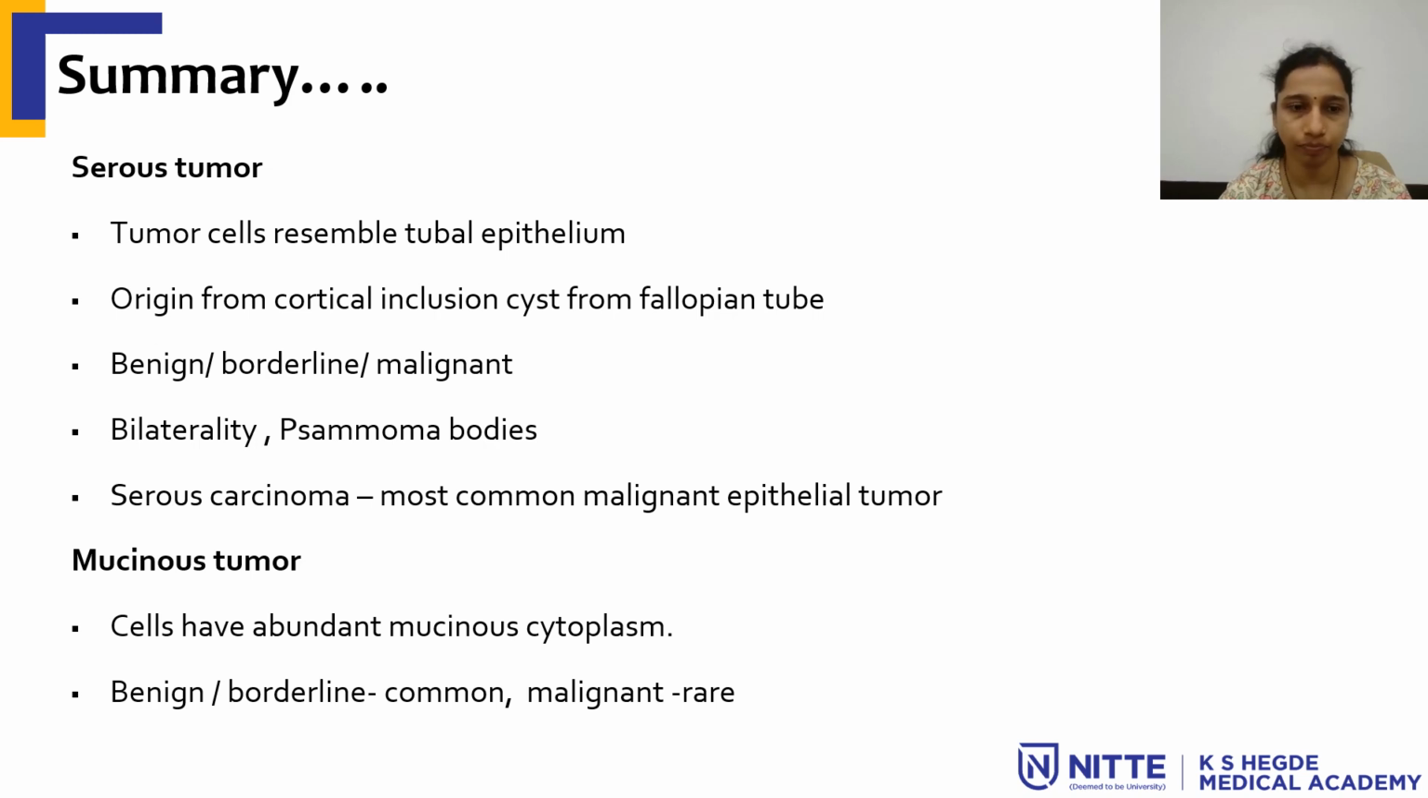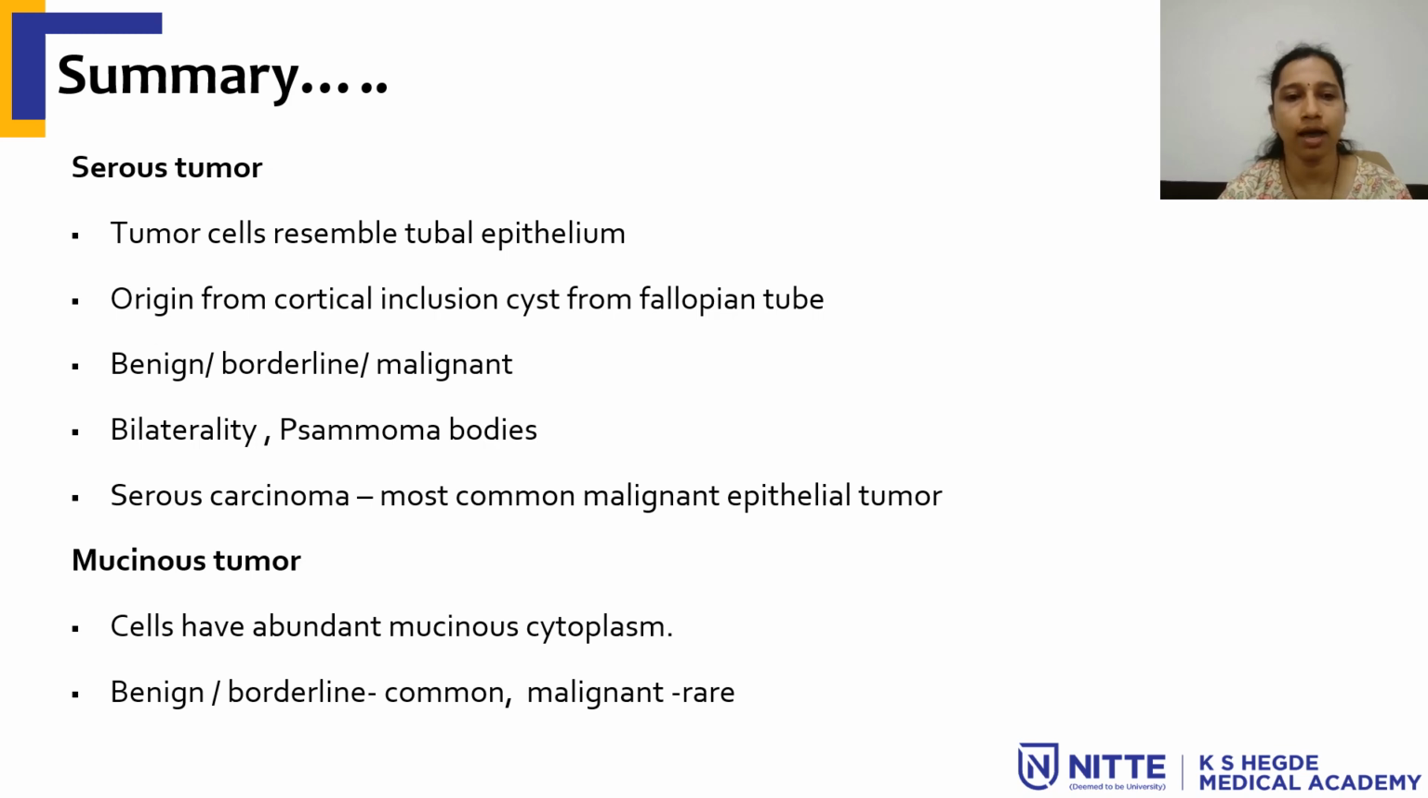So to summarize, serous tumors resemble tubal epithelium with presence of cilia. The origin of serous tumor is mainly the cortical inclusion cyst from the fallopian tube. They are categorized as benign, borderline and malignant. Bilaterality is common in serous tumor, and psammoma bodies are a characteristic feature of serous tumor. Serous carcinoma is the most common malignant epithelial tumor.